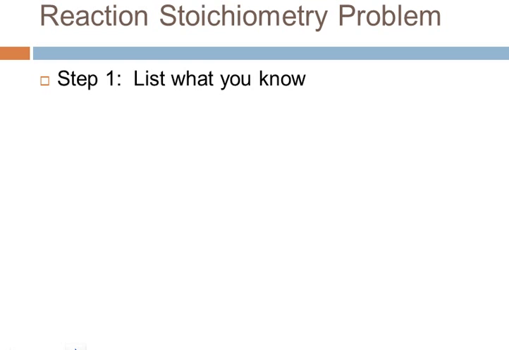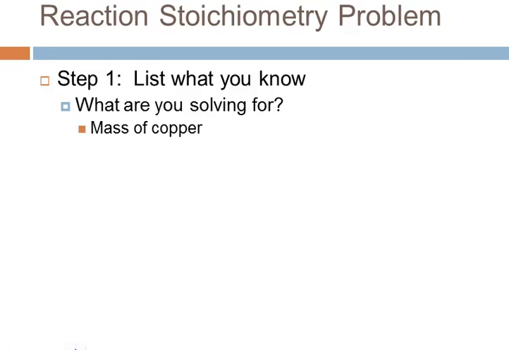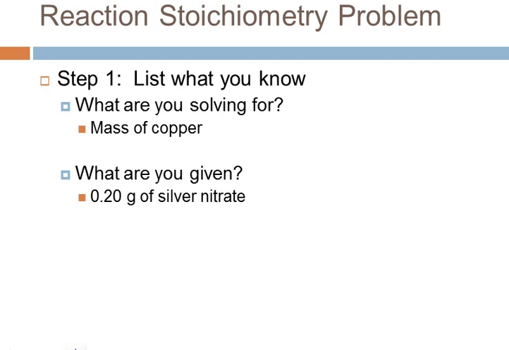The first thing we want to do is list what we know. If you go back and look at that previous slide, and you can certainly scroll back or rewind a little, what are you solving for? Well, we're solving for the mass of the copper. In grams, it didn't specify, but grams would be the easiest thing. What are we given? Well, we know that the solution had 0.20 grams of silver nitrate in it. We want to react all of that.